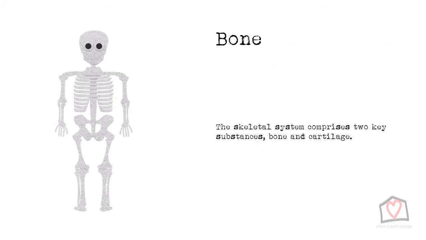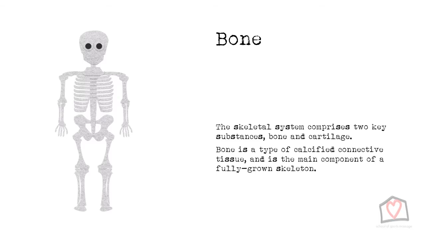The skeletal system comprises two key substances, bone and cartilage. The first you're probably more familiar with. Bone is a type of calcified connective tissue and is the main component of a fully grown skeleton. There are around 206 bones in the human body, give or take. Some people have the odd extra one and some one less. This does not matter in a functional way. These bones connect at joints, which we will look at in detail in your next lecture.